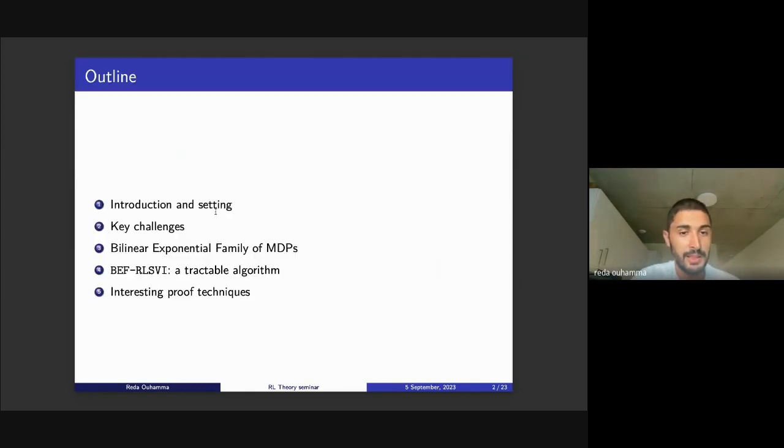Okay, so a quick outline of the talk. First, I'm going to introduce the setting and some key challenges. Then I will talk about this bilinear exponential family of MDPs, why it's interesting, and what can be done with it. And then I'll introduce the algorithm, along with some interesting proof techniques that are used in the paper.